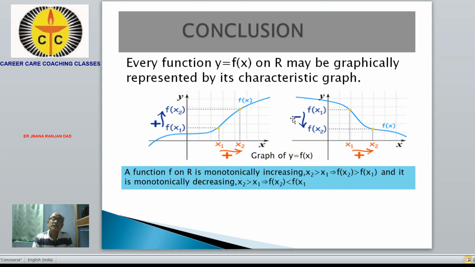Then another thing is monotonically decreasing. If we take two values of x, x1 and x2, and x2 is greater than x1, this implies that f(x2) is less than f(x1). Then only it is called monotonically decreasing.